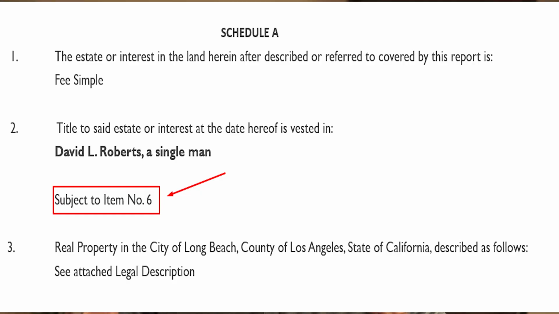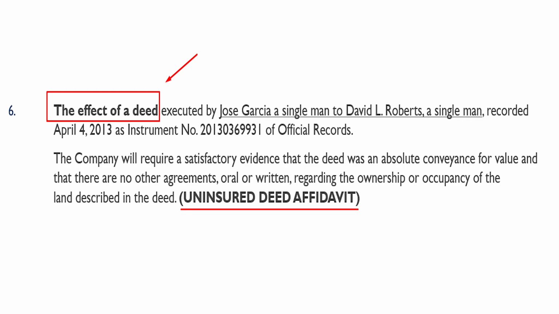How to spot when we need an uninsured deed affidavit. You look at your prelim, the preliminary title report. If you see on the vesting that it says subject to a certain item, you go to that item number on the prelim and it'll say the effect of a deed. When you see that, you know that there's a deed that was uninsured and most likely we're going to require an uninsured deed affidavit.